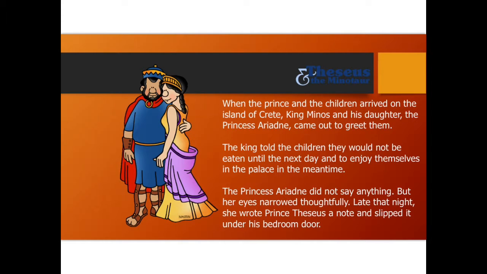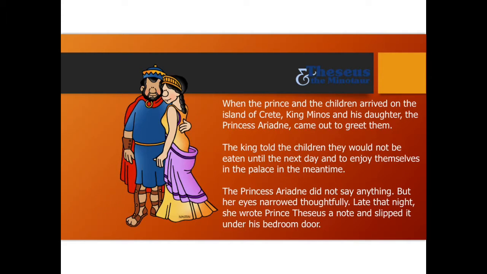When the prince and the children arrived on the island of Crete, King Minos and his daughter, the Princess Ariadne, came out to greet them. The king told the children they would not be eaten until the next day and to enjoy themselves in the palace in the meantime. The Princess Ariadne did not say anything, but her eyes narrowed thoughtfully.